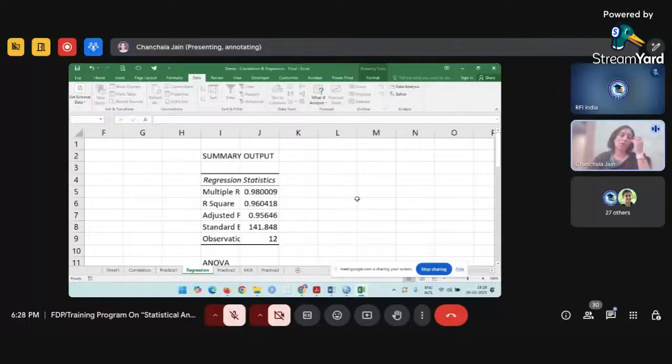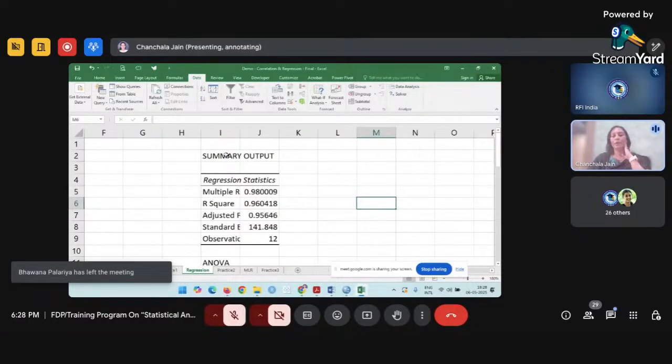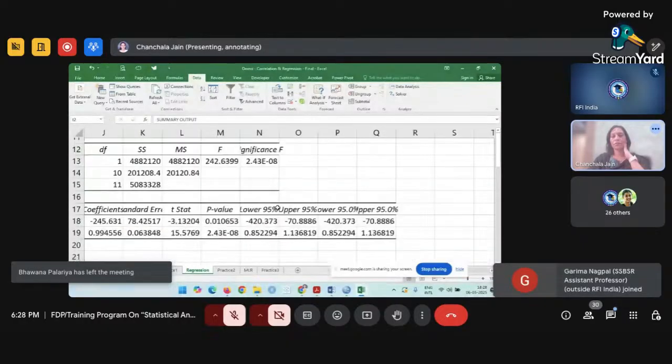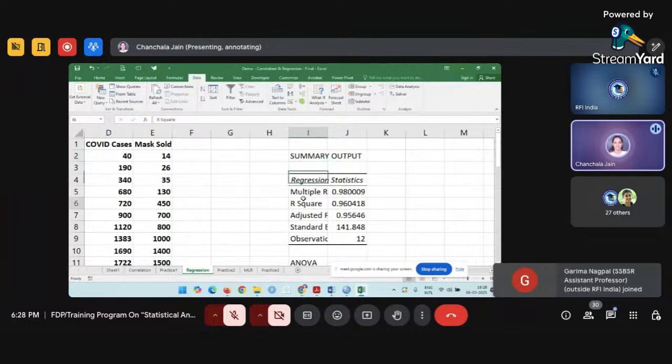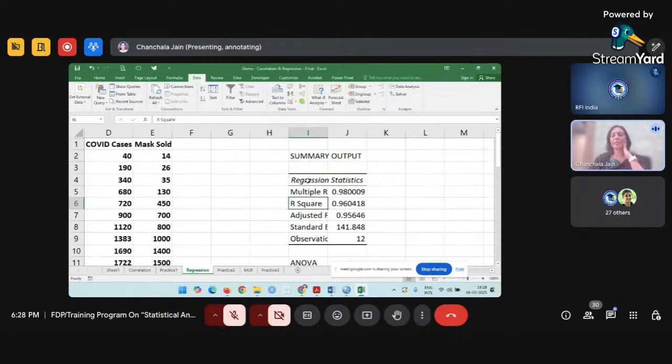Firstly, we'll talk about this output. The first output we are getting is a summary output. I hope I can start with the interpretation. In the first section, we are getting the regression statistics, so there we are getting some important things.